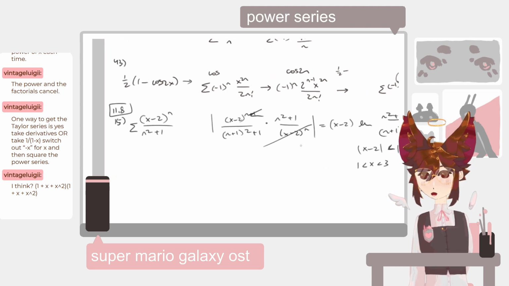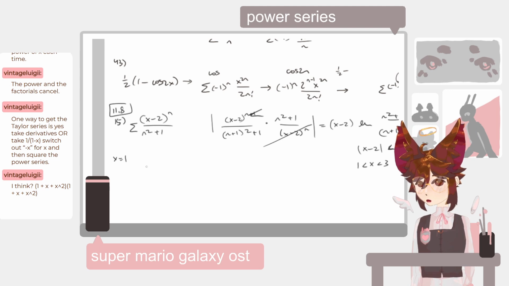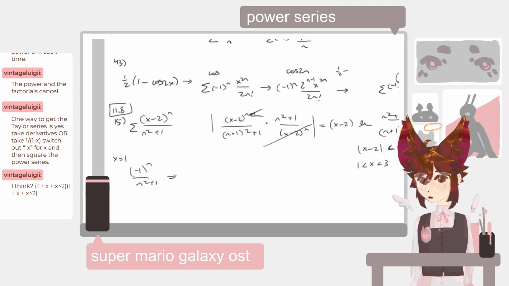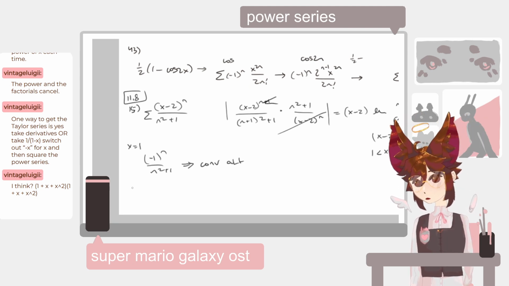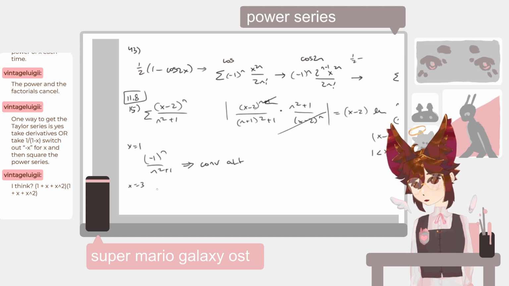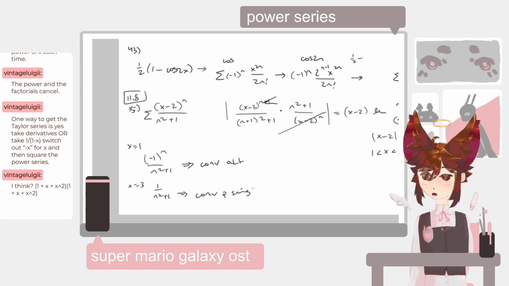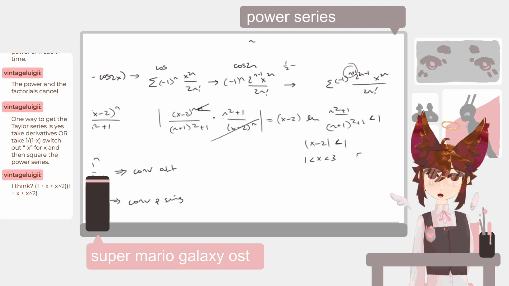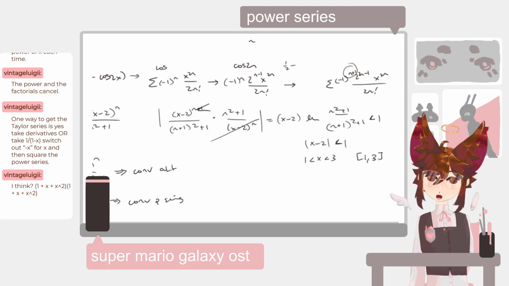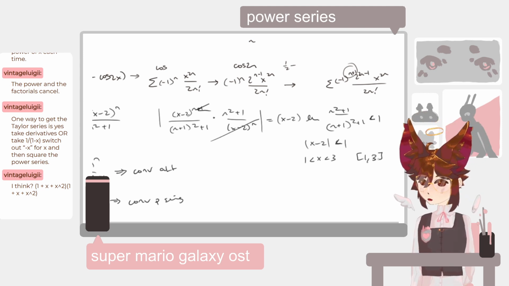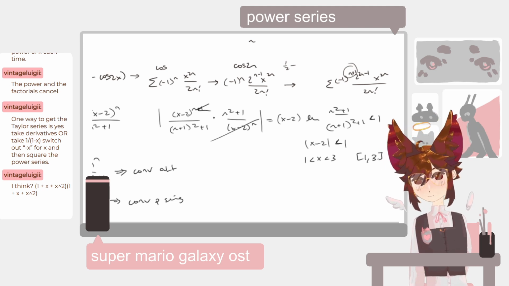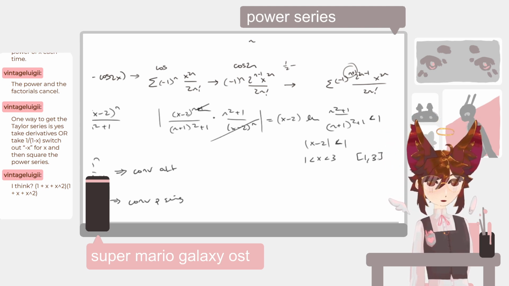Let me just check a little thing. If x equals 1, it's negative 1 to the n over n squared plus 1, which, beautiful. I love when things are convergent with alternating series because I don't have to do any work for that. And if x equals 3, then it's 1 over n squared plus 1, and that's going to be convergent because it's a p series. And that's so beautiful. Look at that. It's not evil or mean at all, like how the other one is.